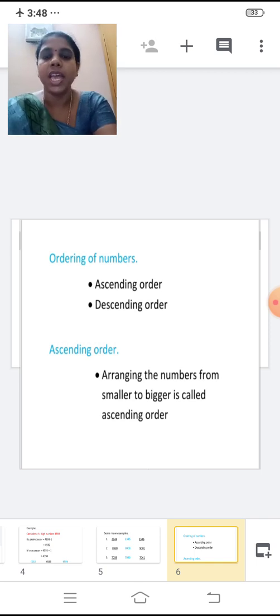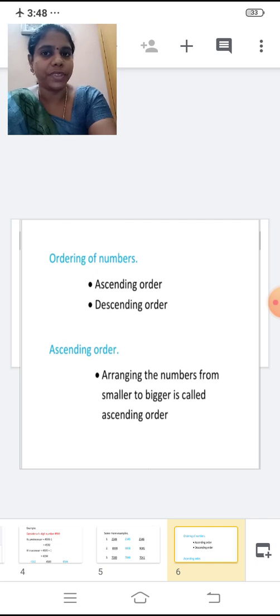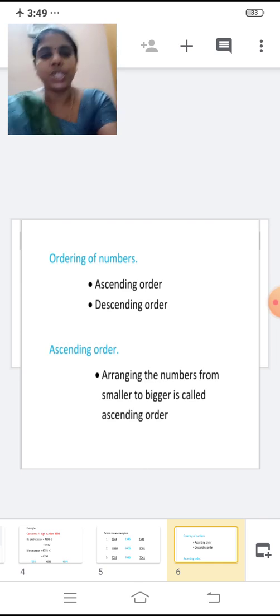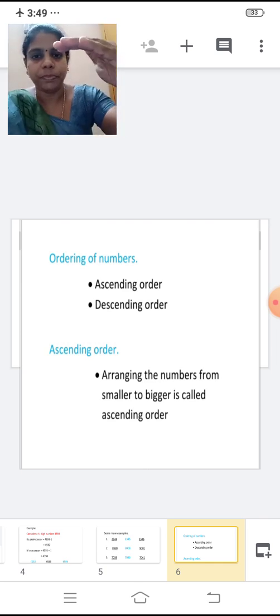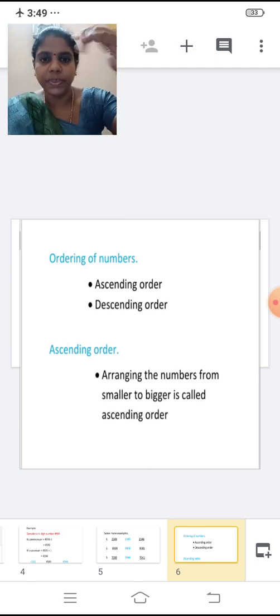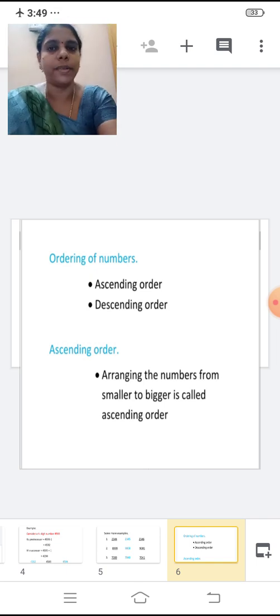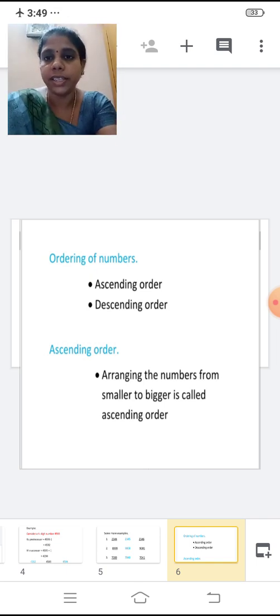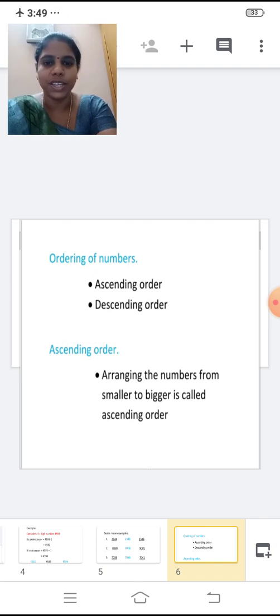Shall we see? So what do you mean by ascending order? I think this you have learnt in class 2, right? Arranging the numbers from smaller to bigger is called ascending order. Let me repeat. Arranging the numbers from smaller to bigger is called ascending order. So we have to arrange the numbers from small to big.